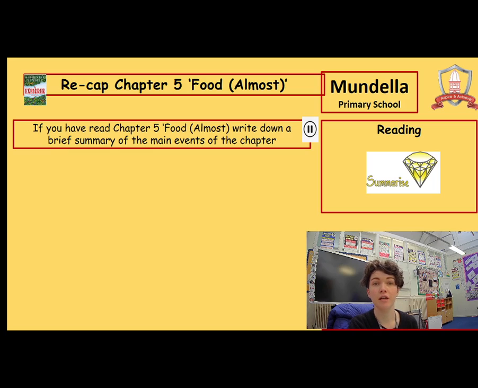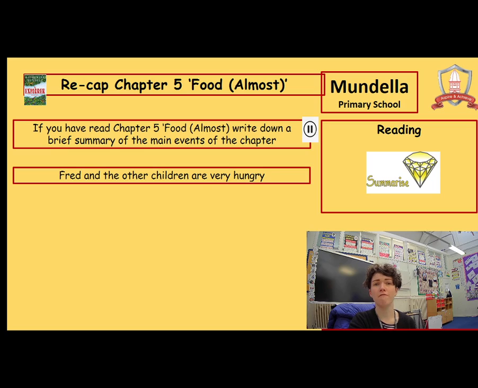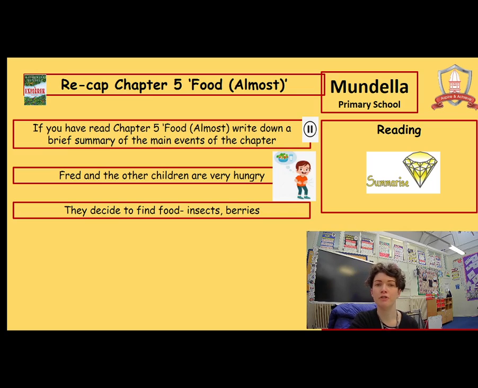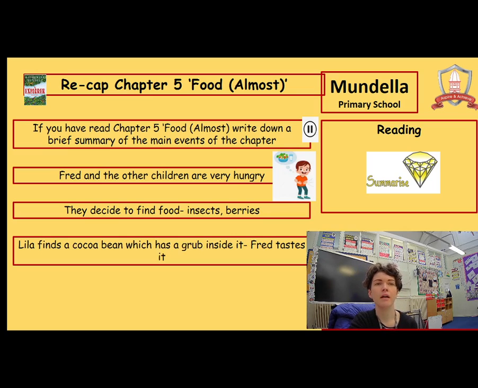Right, if you didn't read on in the story, not to worry, as we're just going to do a quick recap now. If you did read on and you've written your summary, please note the main events that I've summarised, and see whether you've got the same. So the first one, Fred and the other children are very, very hungry. They've crash landed in the rainforest and they have not eaten for a while. So they're starting to feel absolutely ravenous, really hungry. They decide to find some food, including insects or berries.